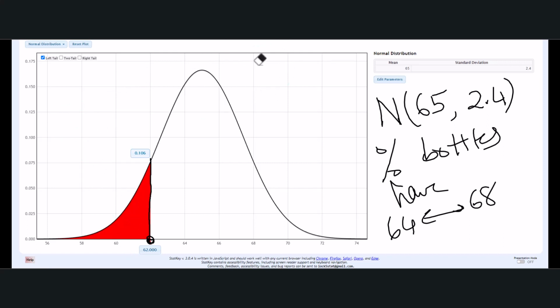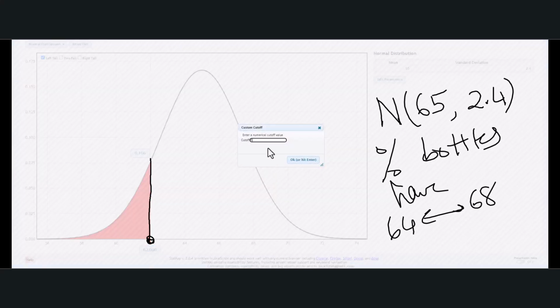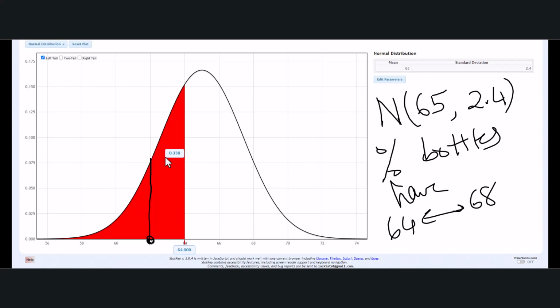Okay, and then what we will do is look for these values, 64 and 68. Now you can see in the two-tailed, remember, it just gives us the same value on the left and right. So since we want the area between 64 and 68, let's ask it for the area left of 64. What it tells me is 0.338. So to the left of 64 is 0.338.